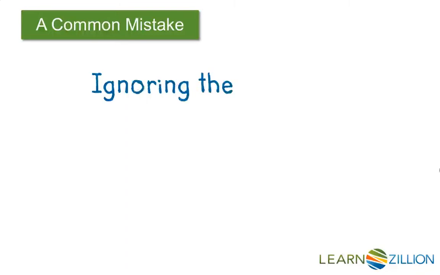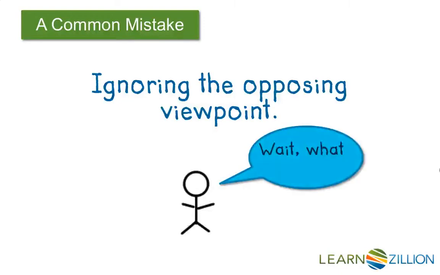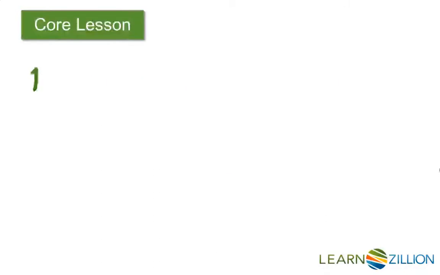The problem that some writers have is that they ignore the opposing viewpoint or opposing claim. This leaves the reader sitting there wondering, wait, what about? This will put doubt in their mind if you ignore the opposing viewpoint. So, to avoid having doubt in the reader's mind and then doubting your argument, we're going to take these steps.